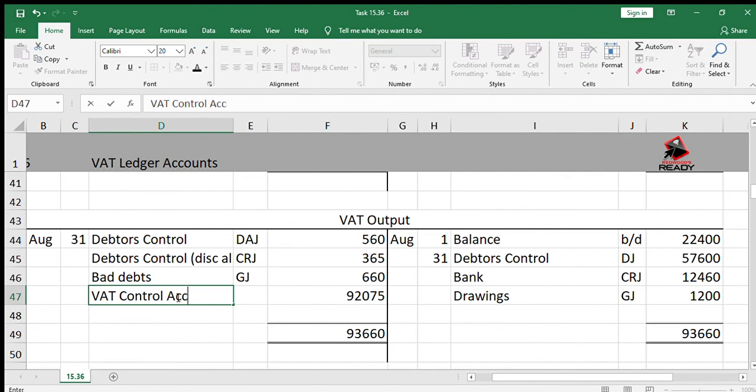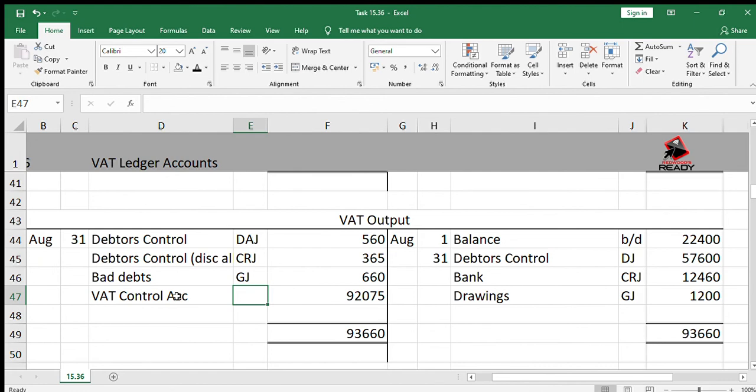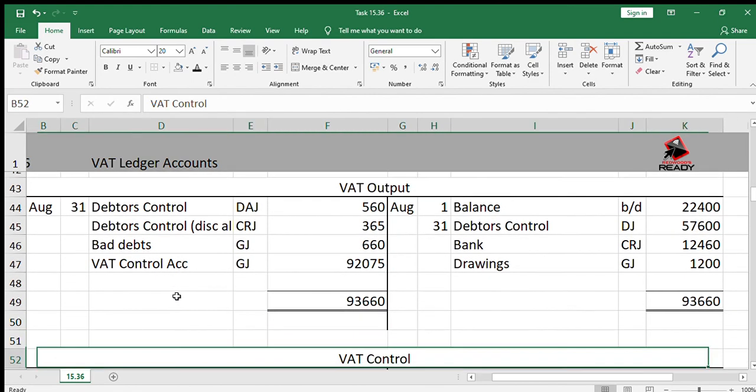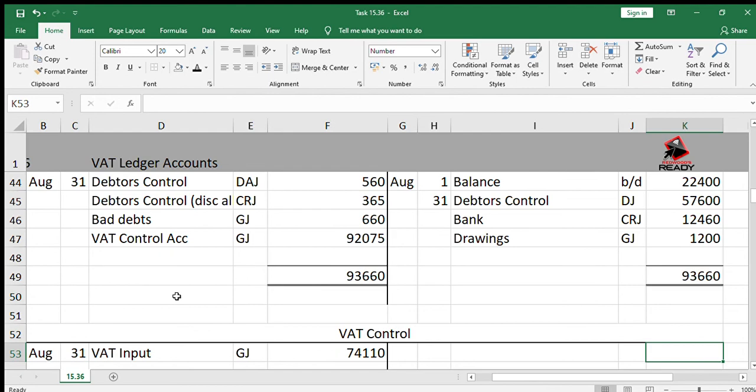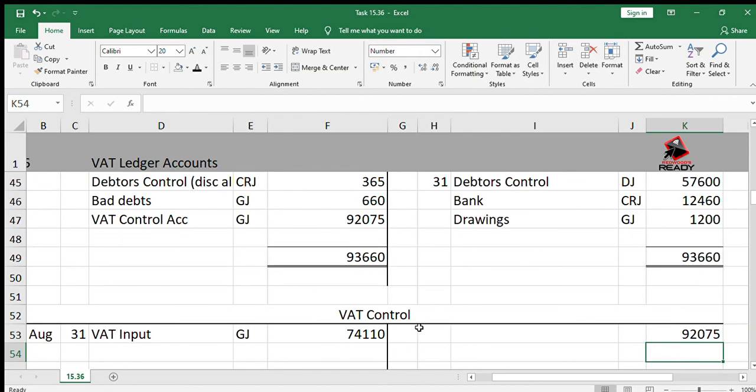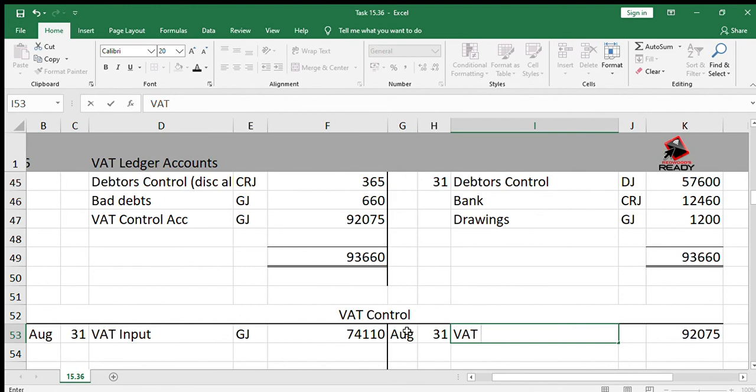So if you look at the VAT input and VAT output accounts, they're closed off. There's nothing else going on in them. Now this 92,075 is here on the debit side of VAT output. So in VAT control, it will be on the credit side. And that should make sense because VAT output is a liability, which is why it arrives on the credit side. This is on August the 31st. Your details will be VAT output, and the folio is from the GJ.